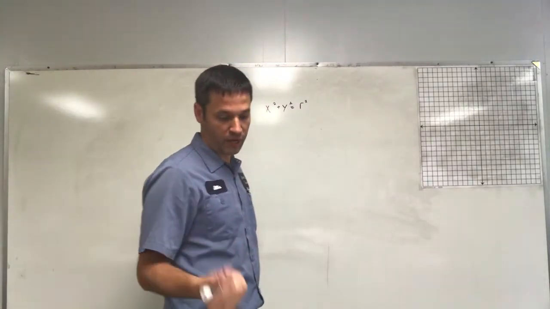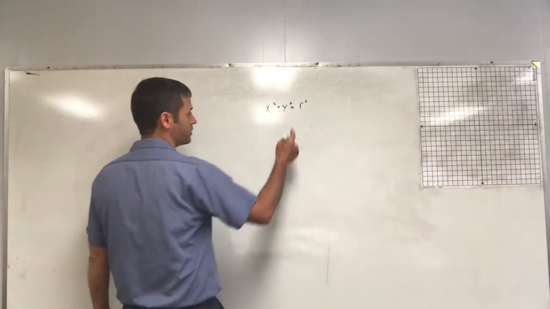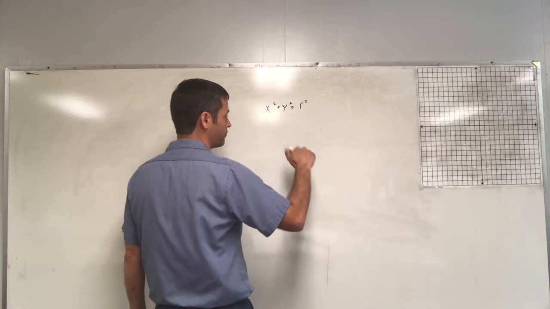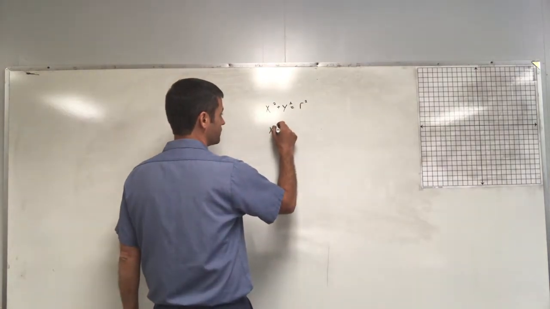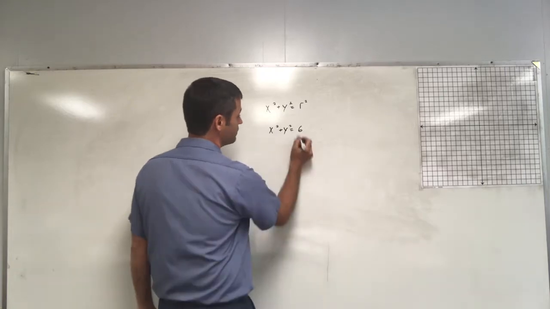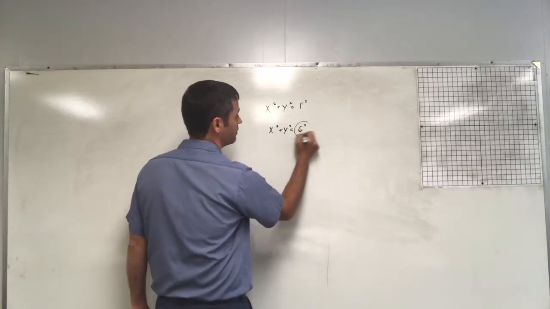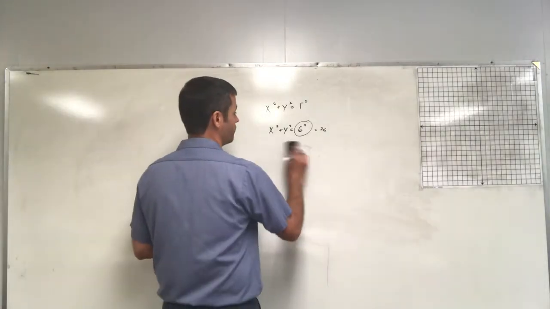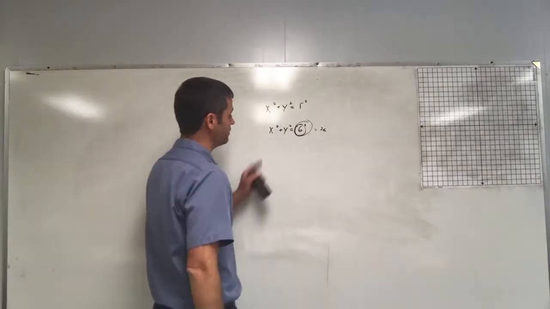Now it's saying graph that equation, but it's using 36. Since it's not 36 squared, you need to find the square root of 36, which means the radius is going to equal 6, because 6 squared equals 36, which is what the equation said. So the radius is 6, and it's centered on the origin.